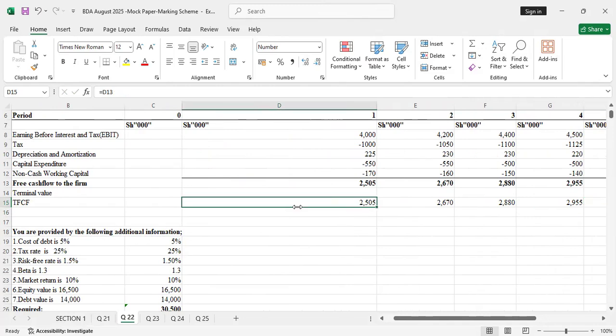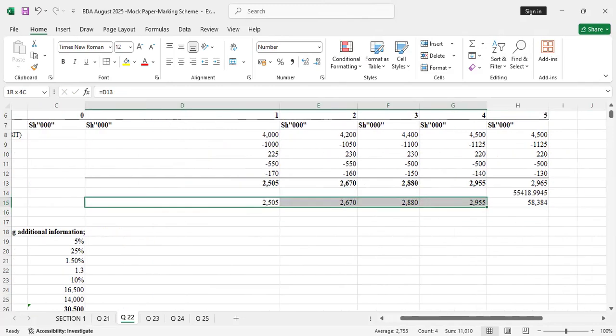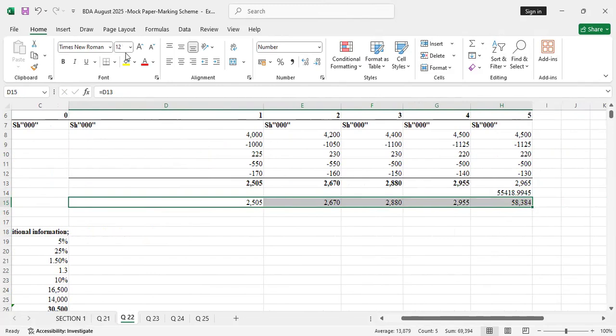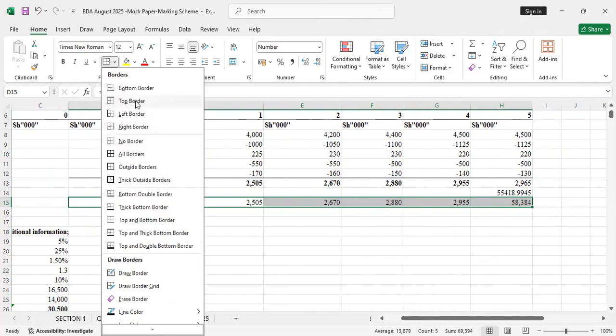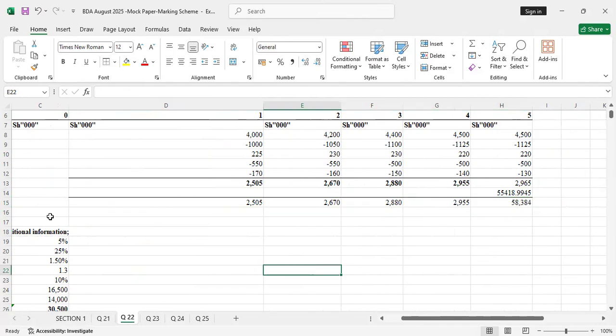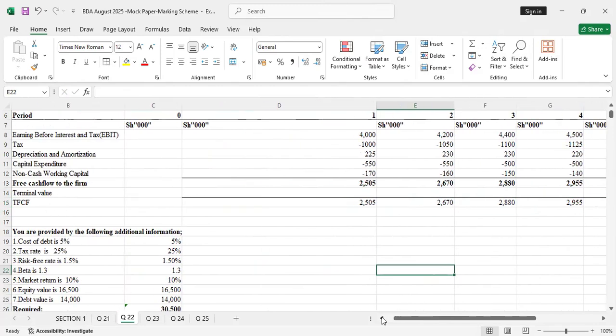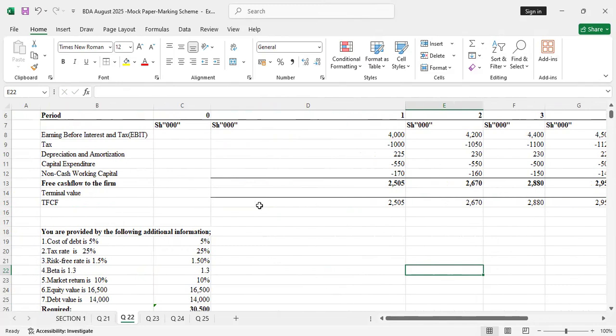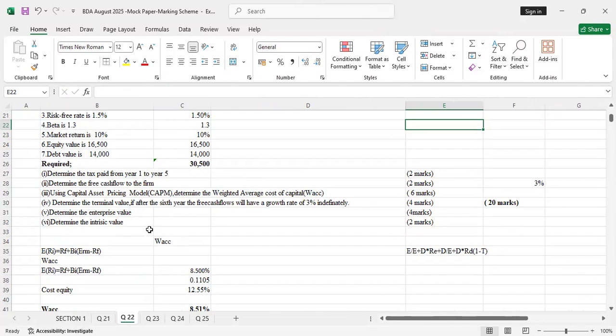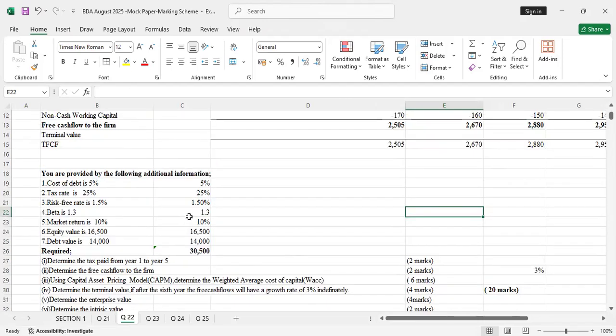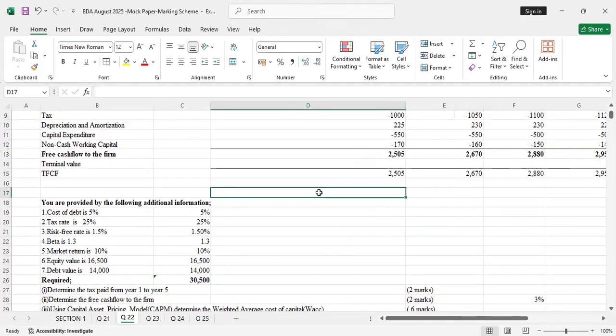So at this point now, I'll be able to highlight that. Then I'll create a top border. So we have the terminal value. We have answered that question. So the enterprise value. How do we determine the enterprise value? The enterprise value is the NPV. We'll calculate the NPV, the net present value. That's the enterprise value.